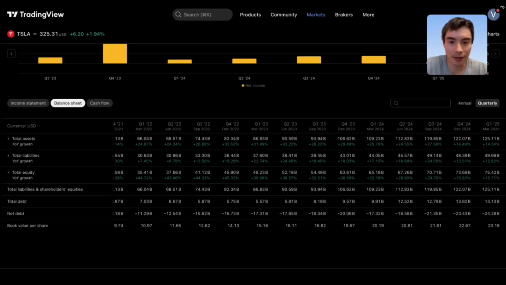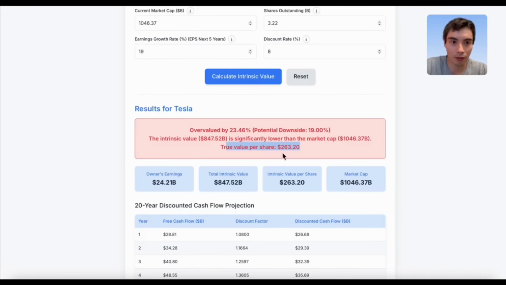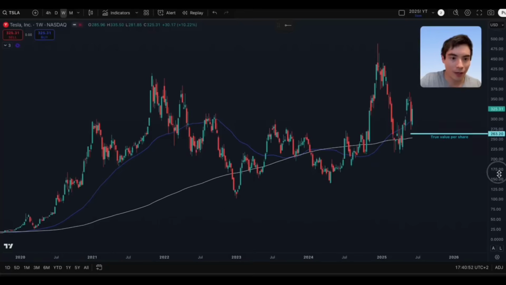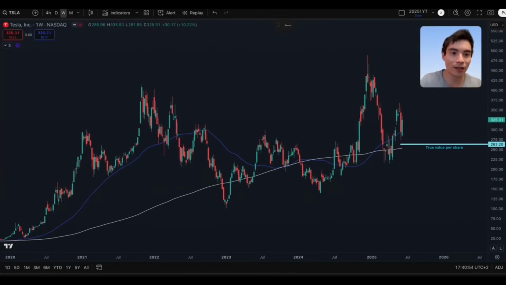If we look here at Tesla right now, it's $325. So it's overvalued right now according to this approach. So if you buy Tesla right now, you're not buying a bargain. It's actually quite expensive. Okay, now we're looking at the weekly charts of Tesla, and I put here a line. It's the true value per share, 263.20. That's what we calculated, and it's now at $325.